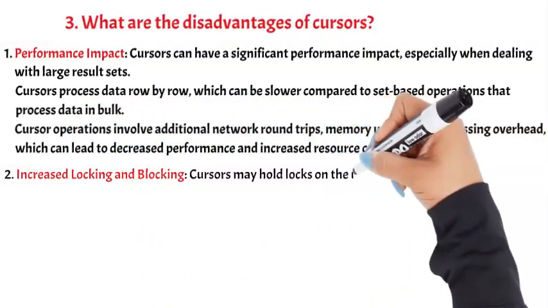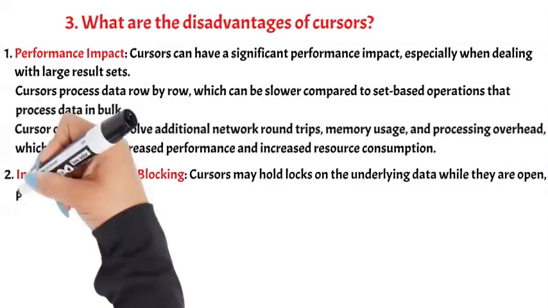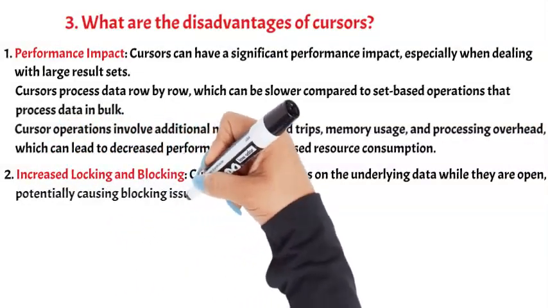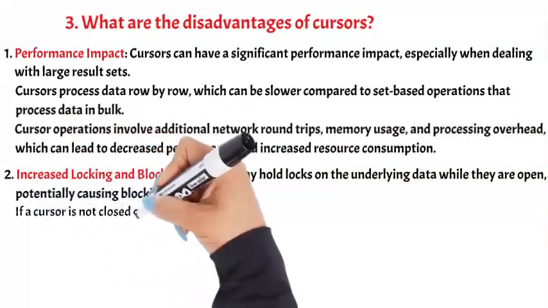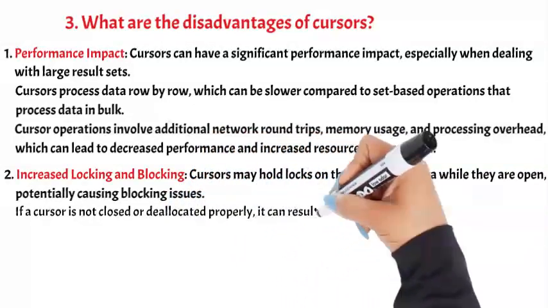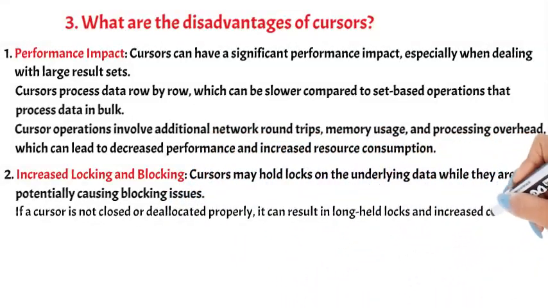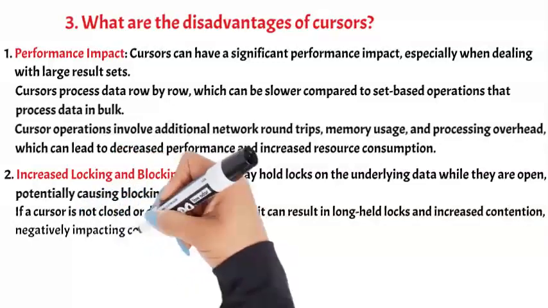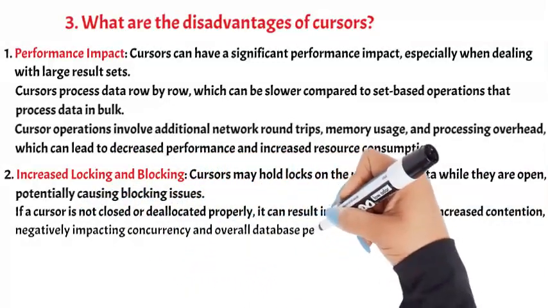2. Increased locking and blocking. Cursors may hold locks on the underlying data while they are open, potentially causing blocking issues. If a cursor is not closed or deallocated properly, it can result in long-held locks and increased contention, negatively impacting concurrency and overall database performance.